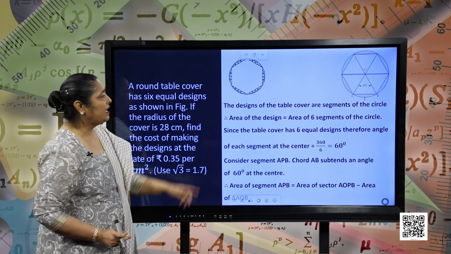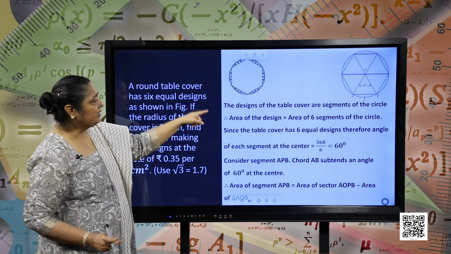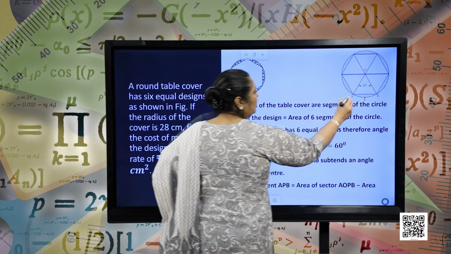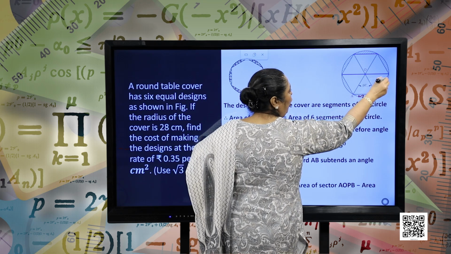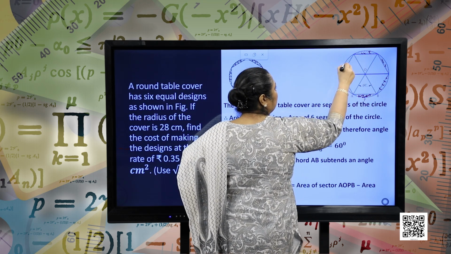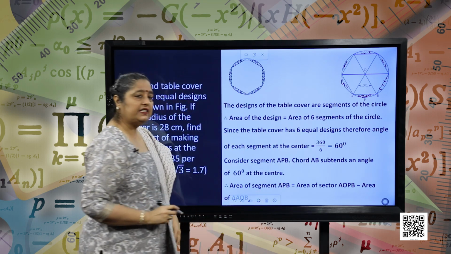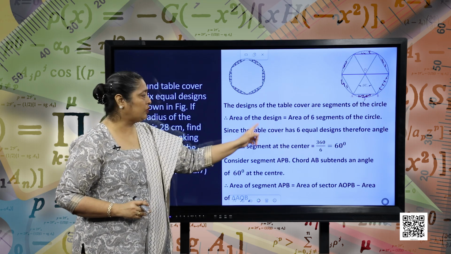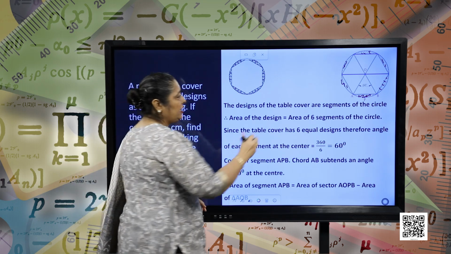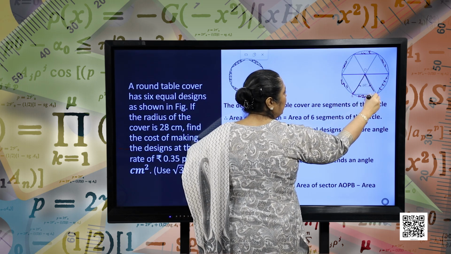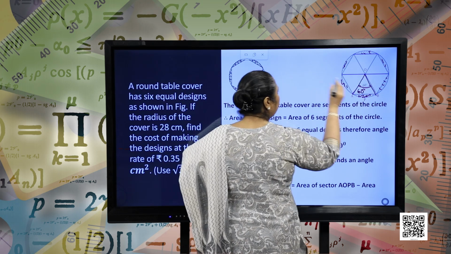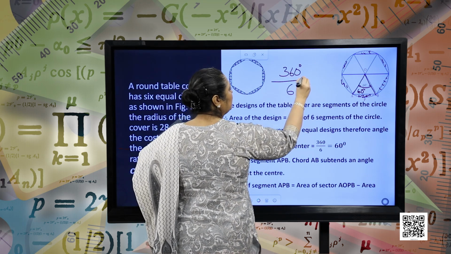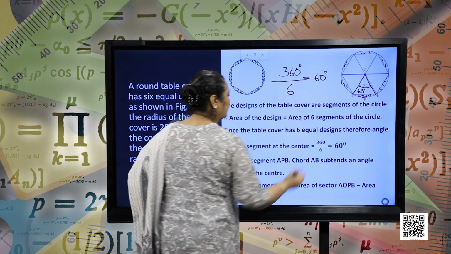So moving forward, let us see the diagram. The designs of the table cover are segments of the circle. This is the segment of the circle. See, all the designs are on the segments of the circle, right. So the area of the design will be the area of the 6 segments of the circle. Since the table cover has 6 equal designs, each segment will make an angle of 60 degree. How come 60 degree? We have the total angle as 360 degree and we have 6 equal parts. So we have 60 degree, right.